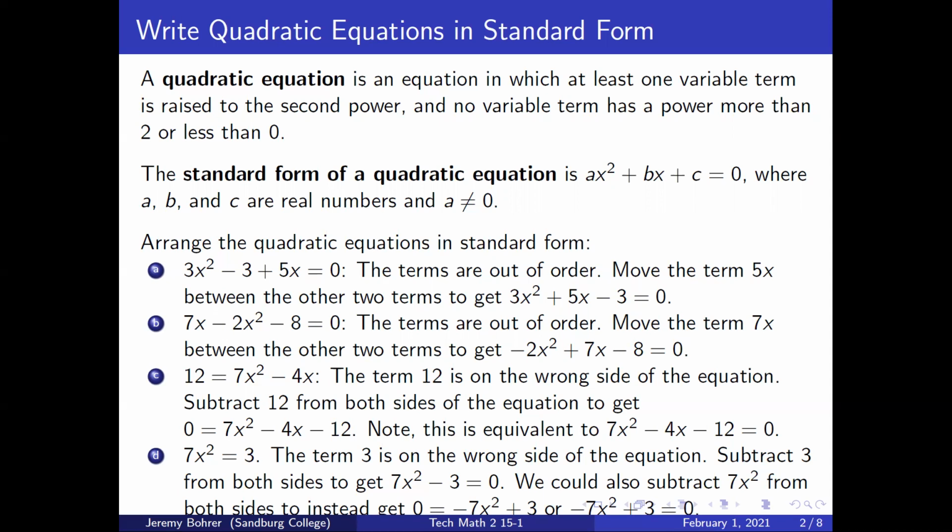12 equals 7x squared minus 4x. The term 12 is on the wrong side of the equation. Subtract 12 from both sides of the equation to get 0 equals 7x squared minus 4x minus 12. Note, this is equivalent to 7x squared minus 4x minus 12 equals 0. 7x squared equals 3. The term 3 is on the wrong side of the equation. Subtract 3 from both sides to get 7x squared minus 3 equals 0. We could also subtract 7x squared from both sides to instead get 0 equals negative 7x squared plus 3, or negative 7x squared plus 3 equals 0.